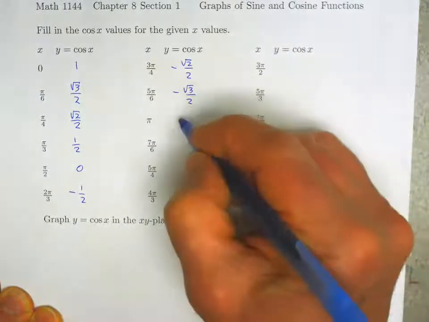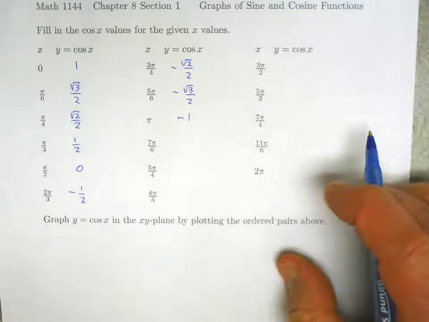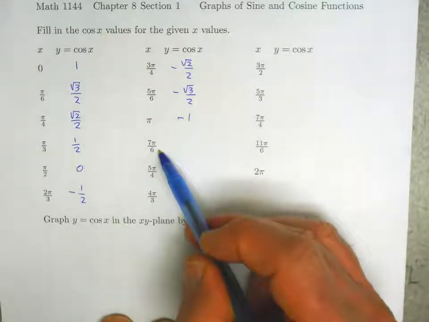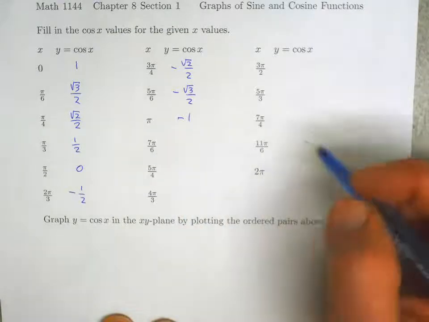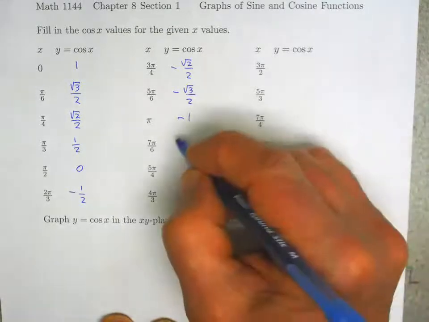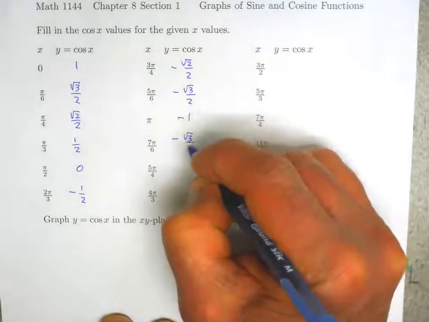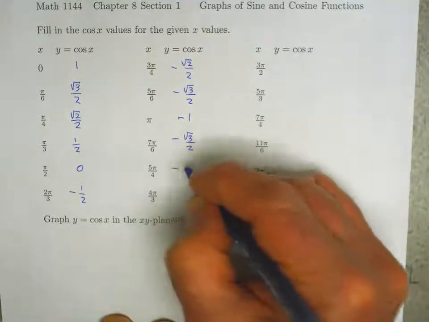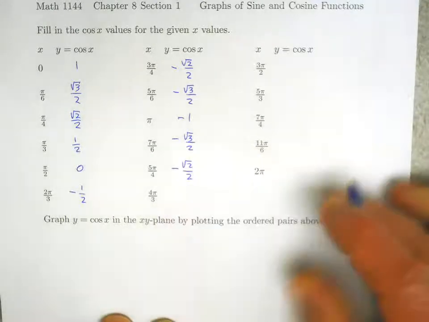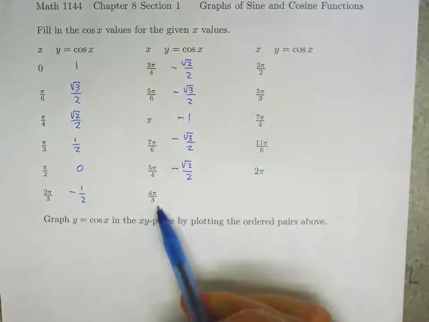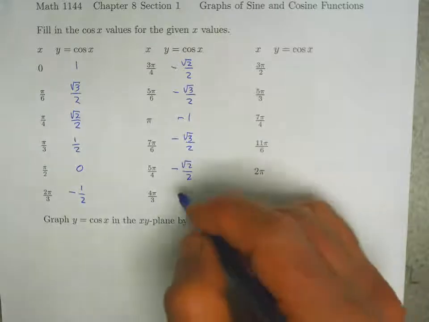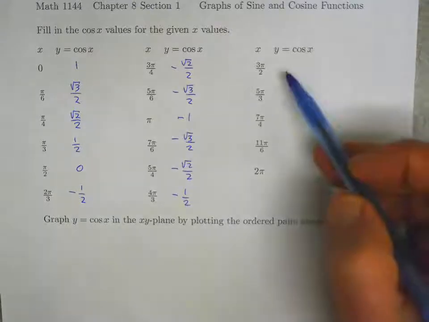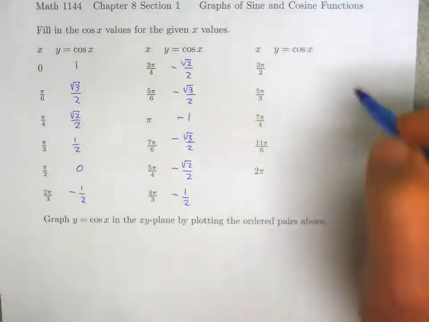Cosine of pi is negative 1. And then in the third quadrant, cosine is still negative. Cosine of 7 pi over 6 is negative square root of 3 over 2. Cosine of 5 pi over 4 is negative square root of 2 over 2. Cosine of 4 pi over 3 is negative 1/2. Cosine of 3 pi over 2 is 0.